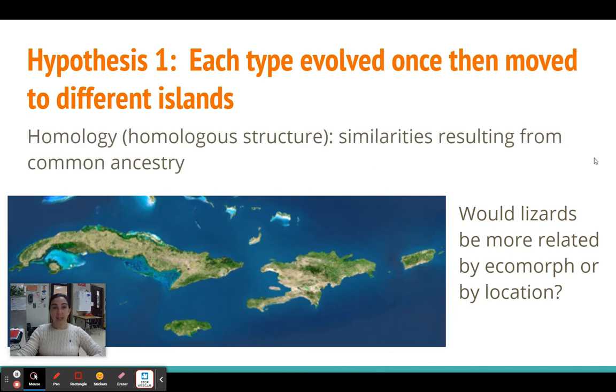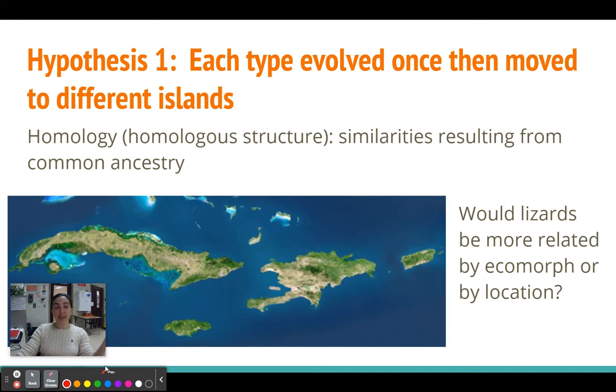The first possible explanation for this has to do with what we call homology. The prefix homo means same, so homologous structures are structures that are similar, but in the case of homologous structures, that similarity results from common ancestry, which means they have the same genes that they've inherited from a common ancestor that code for those body parts.